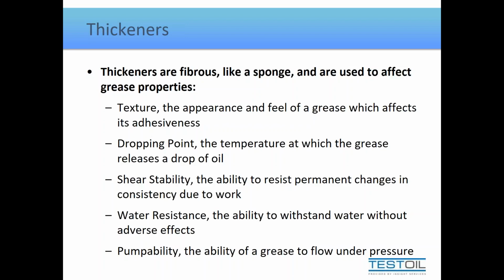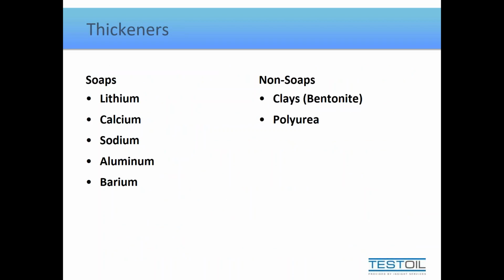Now, the thickeners that we use basically fall into two very, very broad categories. We refer to them as soaps and non-soaps. Now, with a soap, I always joke that they basically end with EM: lithium, calcium, sodium, barium. And to keep the pattern alive, you'd pronounce it aluminium, but of course most of us just pronounce it aluminum. But the non-soaps tend to be the clays, or they're sometimes referred to as the bentonites, and the polyureas.